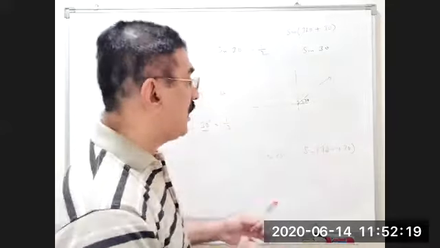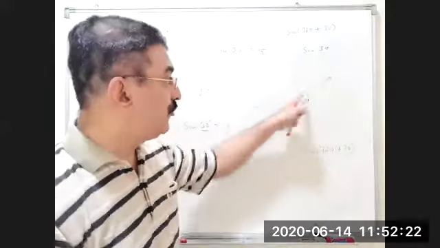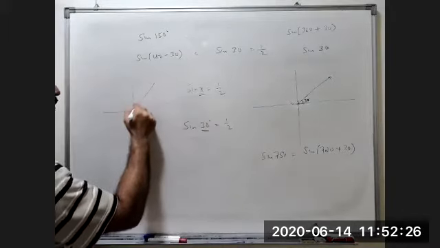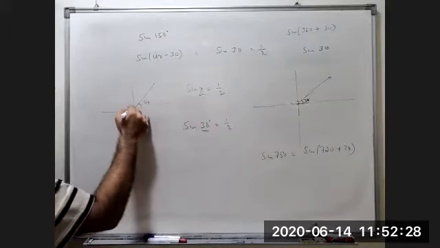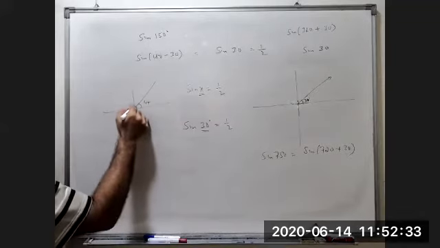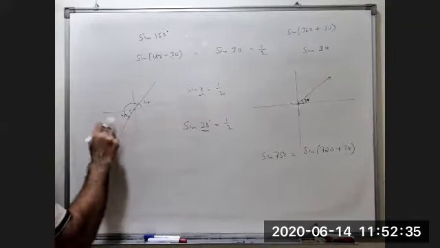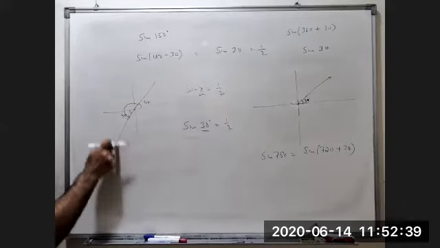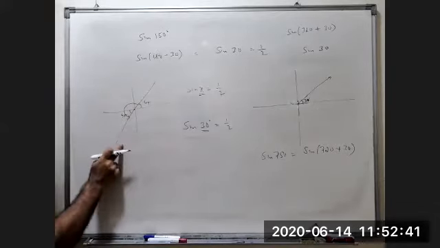The reason: see tan 45. Tan 45 is 1. Again, if you take 180 plus 45, this is 180, then 45. That's also tan 45. In quadrant 3 tan is positive. This is also 1.